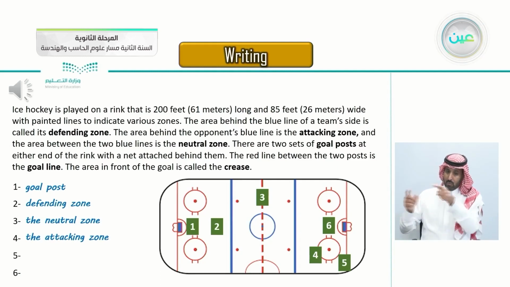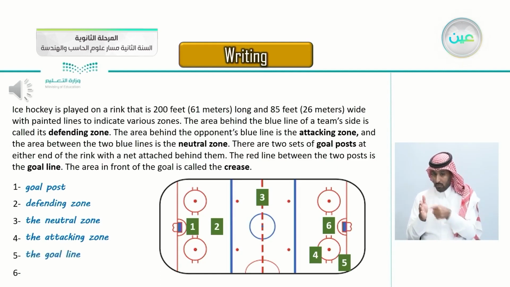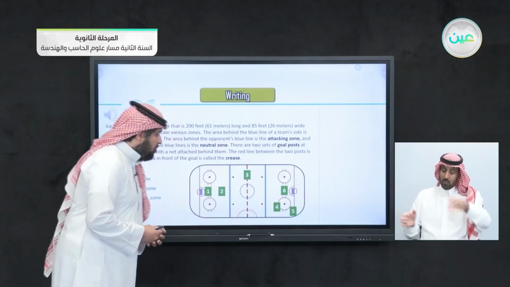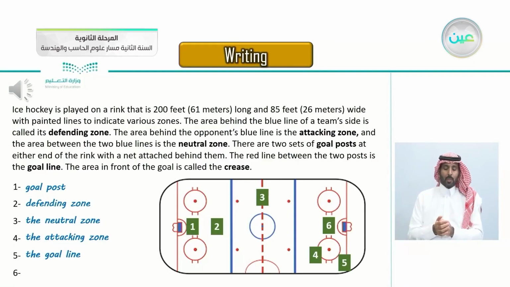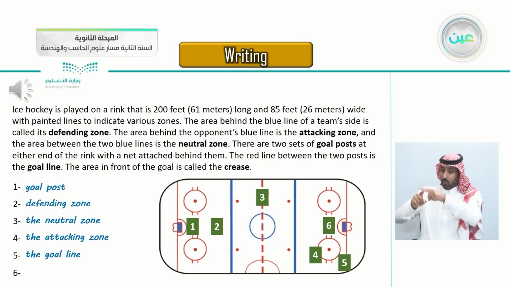Number 5. What's number 5 there? Right there in the corner. You can see it. This is the goal line. So this is here. Number 5, as you can see, this is the goal line. Number 6, right in front of your opponent's goal. What is it called?